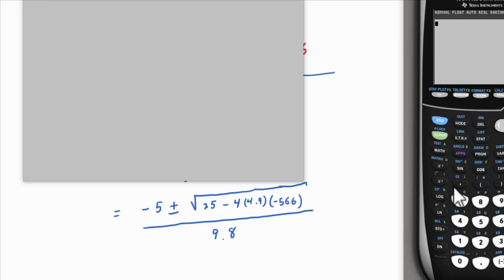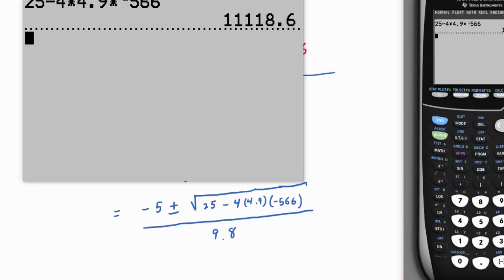Now, if you want to simplify the radicand, you can. You could go 25 minus 4 times 4.9 times negative 566. Make sure you use the negative button, not the minus button. And double check it. Make sure I plugged it in right. I think I did. Hit enter. And notice, not a nice number to take the square root of. So if you want to do that first separately, I understand. We'll do that. But then just type the rest of it all in at once.